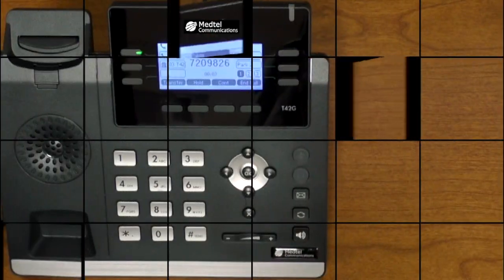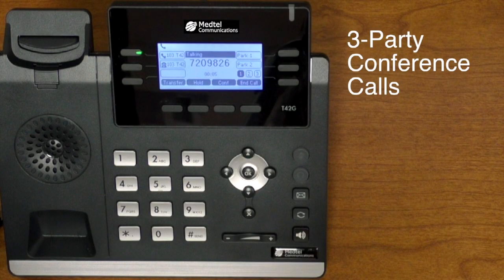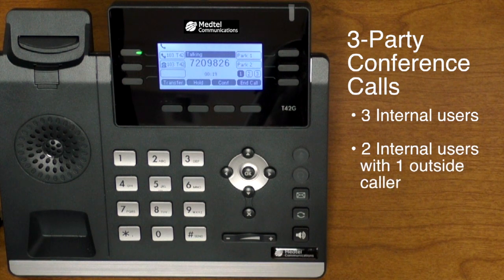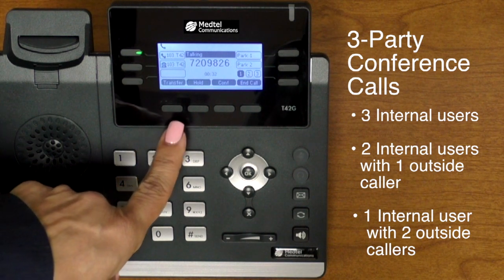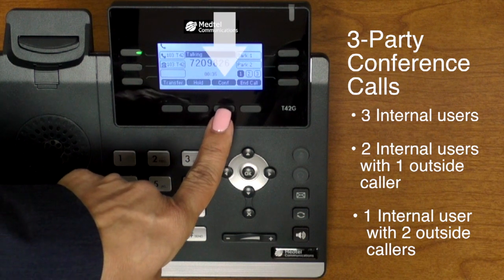Conference call. You may place a three-party conference call from any extension within your office. Those three parties would be a combination of 3 internal users with no outside call, 2 internal users with 1 outside call, or 1 internal user with 2 outside calls. Regardless of the type of conference you're placing, each time you're connected to an outside call, you are offered the opportunity, with your soft keys, to place a conference call.